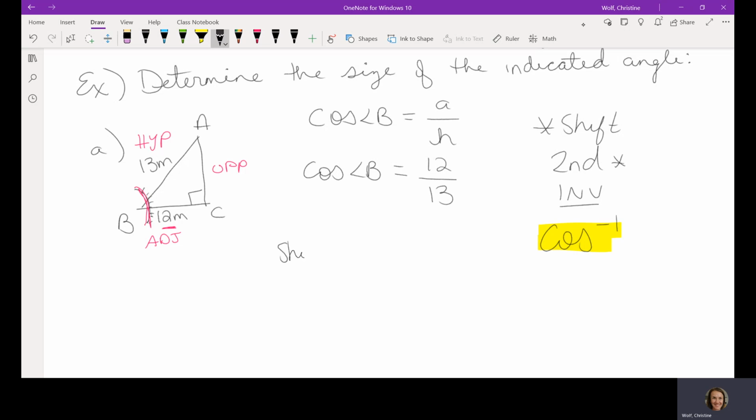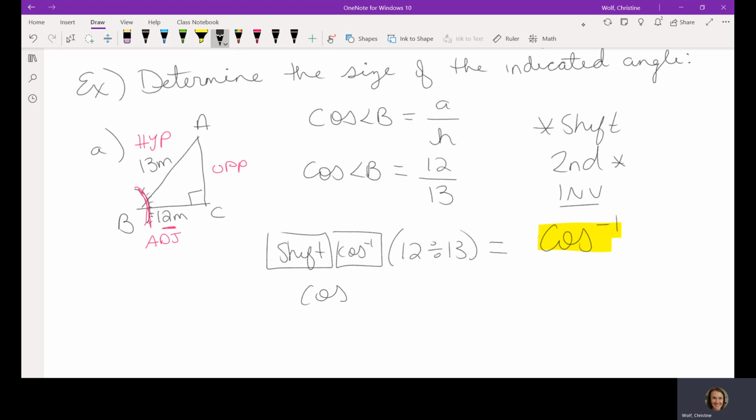On my calculator, I go shift, then I press cos, so that I get the -1. Then I open the bracket, I go 12 divided by 13, I close the bracket, and I press equals. That's how my calculator works. You may have to divide first. You may have to go 12 divided by 13 equals, and then go shift cos on that answer. Regardless, you should get 22.6.